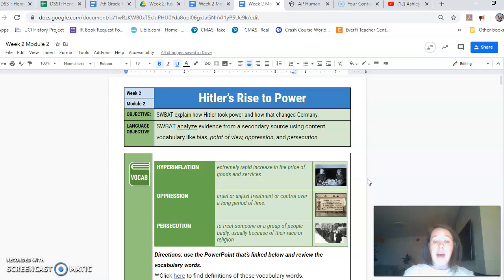Remember, for each lesson, we'll also have a language objective. In this one, students will be able to analyze evidence from a secondary source using content vocabulary like bias, point of view, oppression, and persecution. Let's take a look at our vocabulary for this lesson.